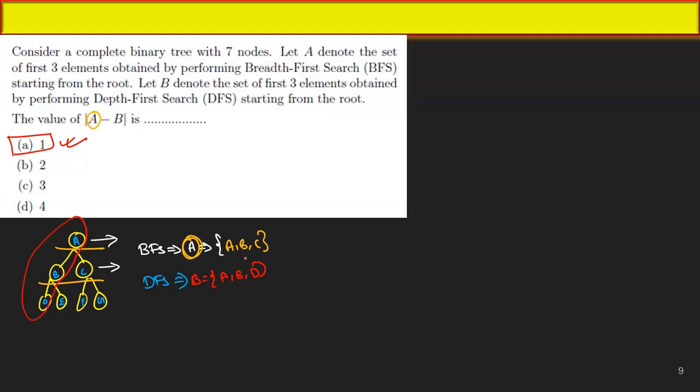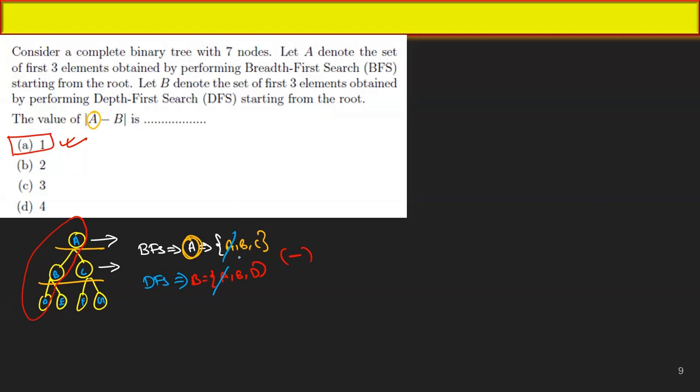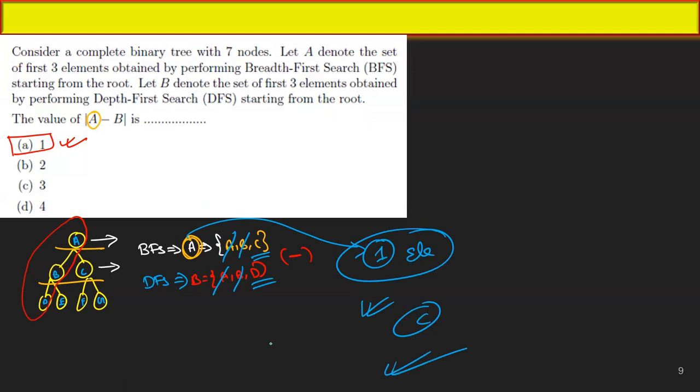Now you are going to subtract these two things. Subtract these two things means the set difference operator. A cancels, B cancels, C and D remain. A differs by one element. What is that element? If they are asking, C is the element. So one element is the answer. The answer is 1. Very, very nice question.